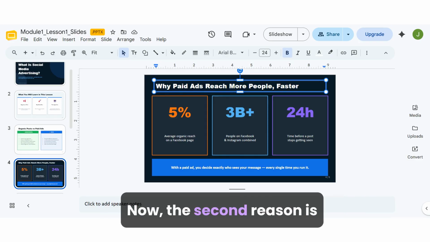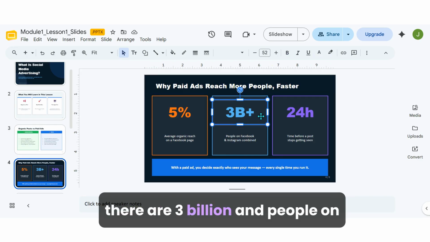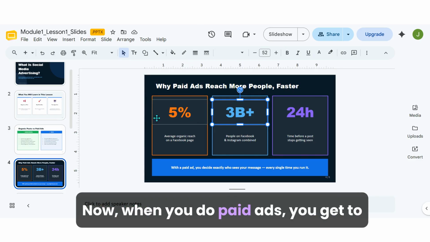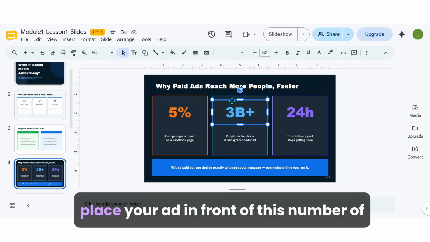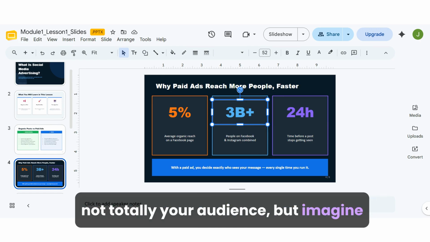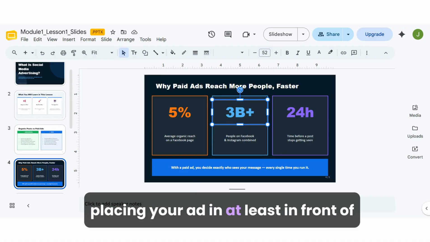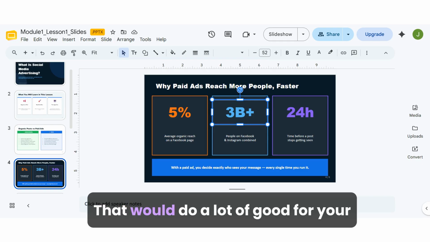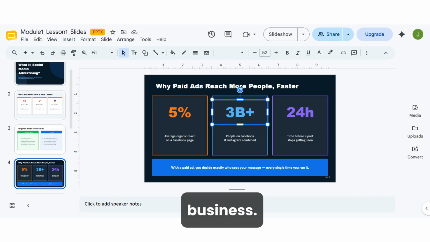Now, the second reason is there are 3 billion people on Facebook and Instagram combined. When you do paid ads, you get to place your ad in front of this number of people. Not all of them, though, because they are not totally your audience, but imagine placing your ad in front of at least 100,000 people, 1 million people. Come on, that would do a lot of good for your business.